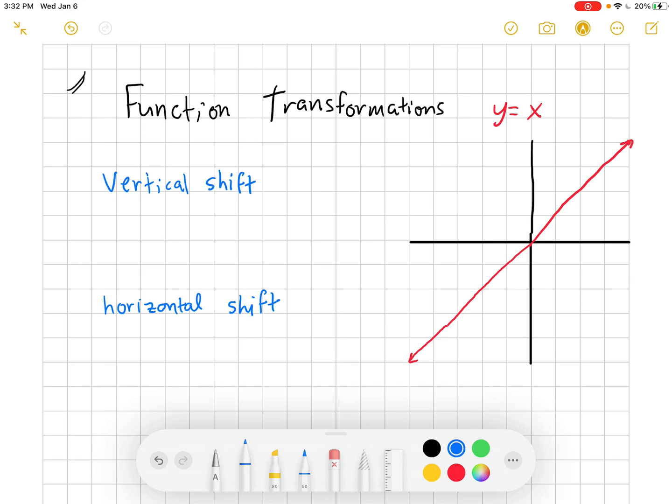We're only going to talk about two specific kinds of function transformations today, the vertical shift and the horizontal shift. A vertical shift is moving up and down.